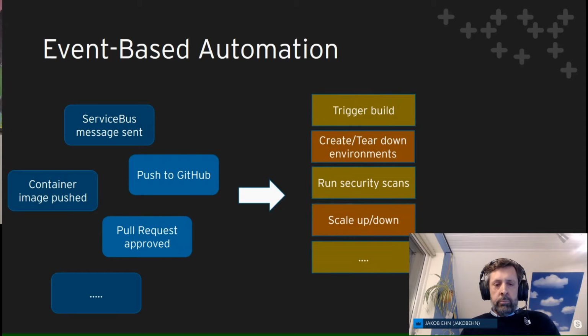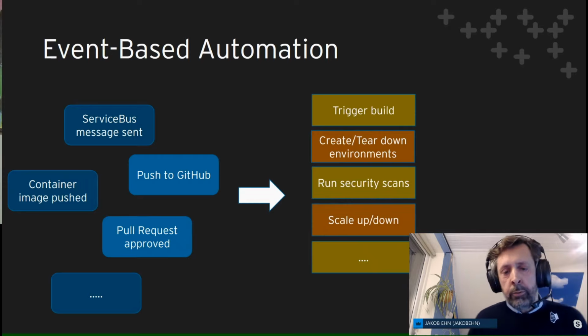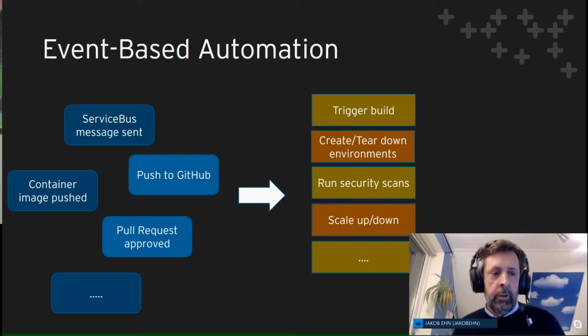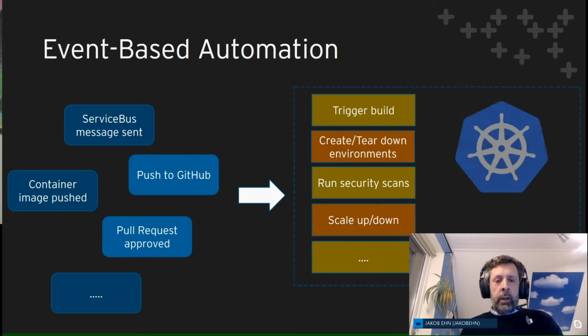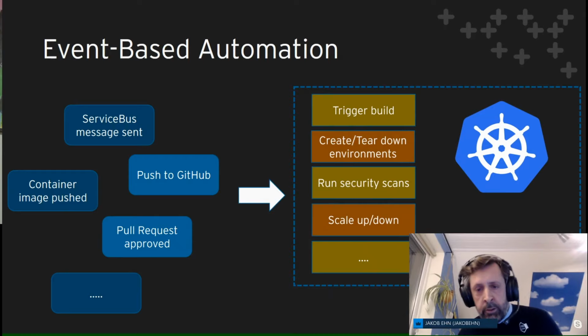So just to list some possible examples of what could be the outcome of such an event. Maybe you want to trigger a build if some change was being made. Maybe you want to create or tear down some environments, or maybe you want to do a security scan if somebody pushes a new container image. Maybe you want to scale up or down the deployment. Perhaps if a lot of messages are coming into your service bus, perhaps you want to scale up your deployment to handle those messages. And the idea of this session here is how can you handle and implement these workflows using Kubernetes as a platform.